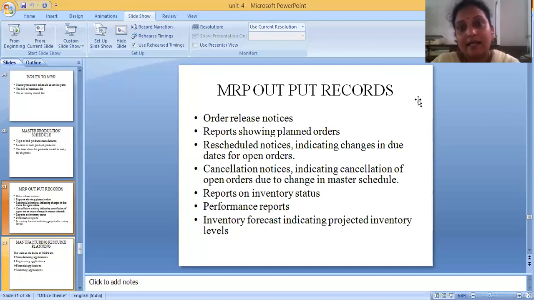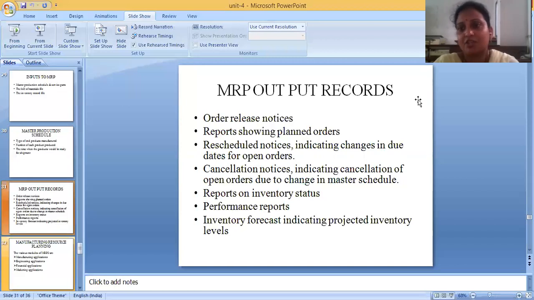Next one is rescheduled notices indicating the change in due dates for open orders. It means you have made some order, you need that material, but at this time you don't have place in your inventory, as there is a delay in the production schedule. So here what we'll do is reschedule the order. We'll ask the supplier to supply it after some time. That is called a rescheduling notice.